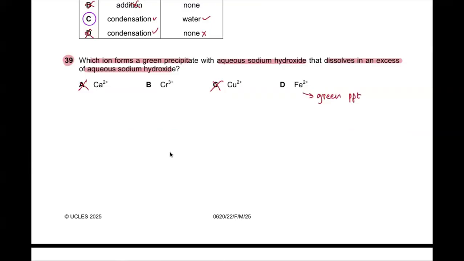But if you recall, the iron(II) precipitate stays insoluble in excess. So that makes D wrong. Chromium also forms a green precipitate, and this green precipitate dissolves to give you a colorless clear solution. So it dissolves in excess. So B is the correct answer. Is this clear?